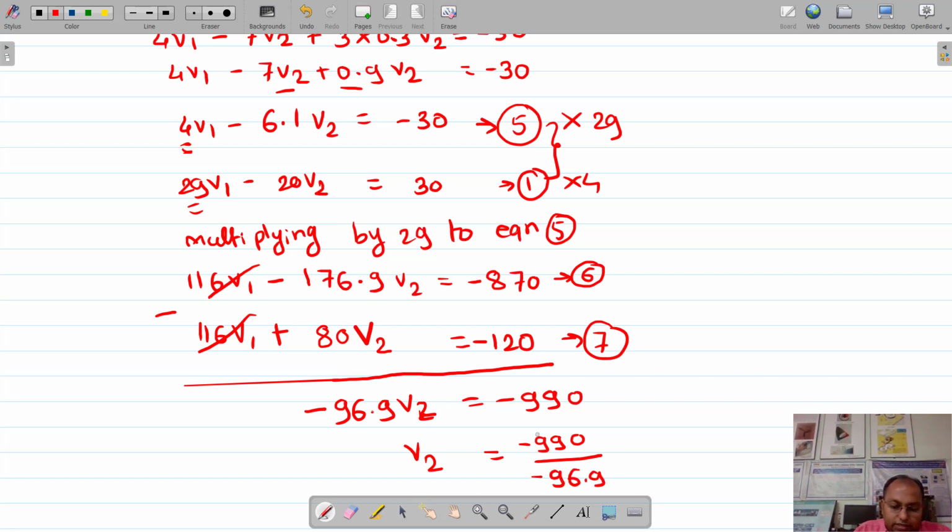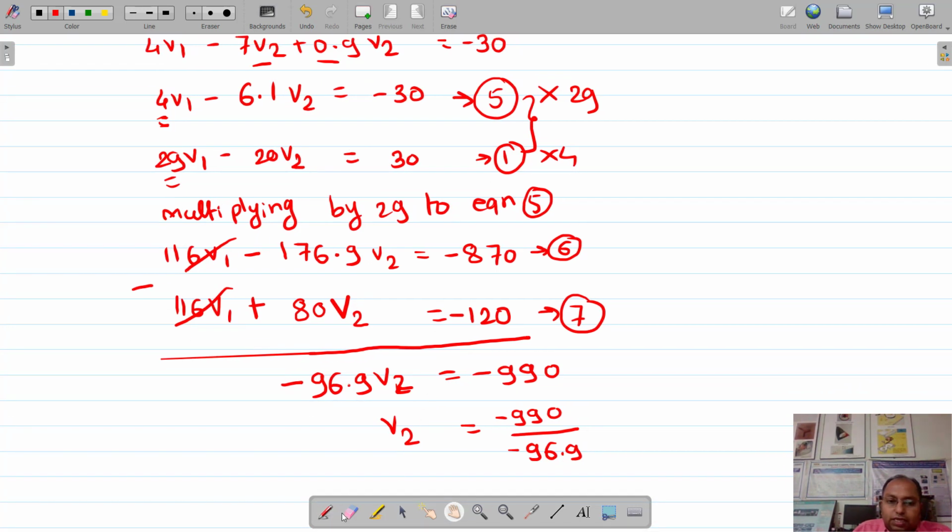Let us calculate it. Divided by 96.9, it is coming as 10 point. So v2 is coming as 10.21 volts. So this is the value of v2 that we are getting.